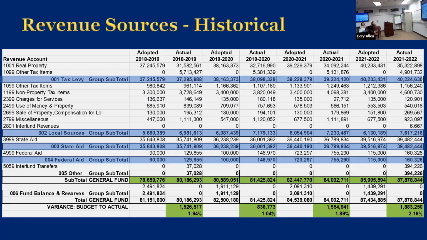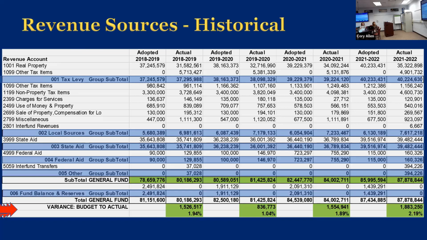So we received really five sources of revenue. The first being the tax levy, the second being what they call local sources, and you can see above that there's quite a few different subcategories of that. Then we have our state aid, and then our federal aid, and then what they call interfund transfers. And finally, to help us balance the budget or subsidize the budget if need be, we can use fund balance or reserves. That's the last one, number 6.